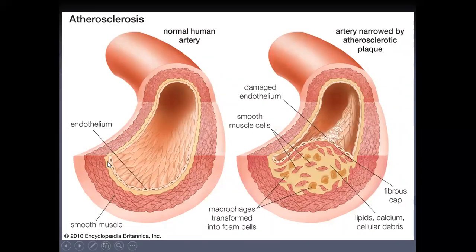So the innermost layer is the intima, this is the media, and then the adventitia. This is the normal artery, normal blood flow. Then in this artery, you have damaged endothelium. When the endothelium is damaged, lipid and calcium deposits are going to collect here, macrophages are going to form foam cells, and this is going to lead to atheromatous plaque in the intimal layer. And this is going to lead to hardening of the vessels and increased blood pressure.